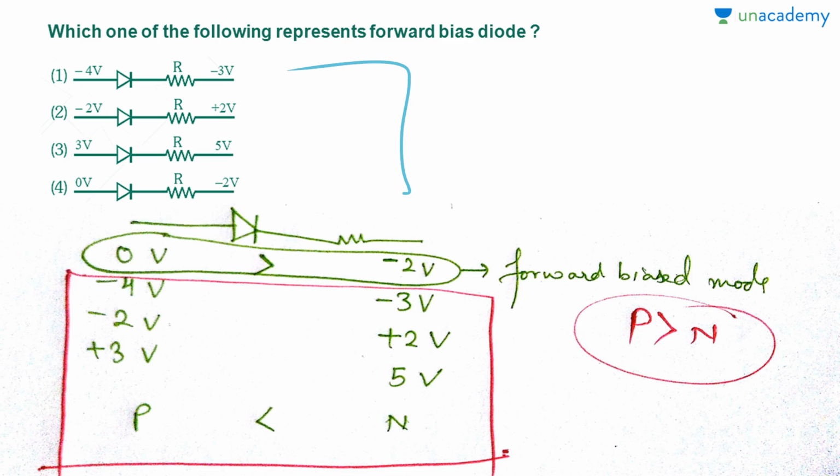Now students, you need to remember the necessary condition for forward bias. The necessary condition is that P should be greater than N. This side should be greater than this side, the positive side should be greater than the negative side. I have written down the options here. If you carefully see, in all of the options except this one, the positive side is less than the negative side. Only in this option, 0 volt is obviously greater than -2, so P is greater than N. So in this option we have the forward bias diode.